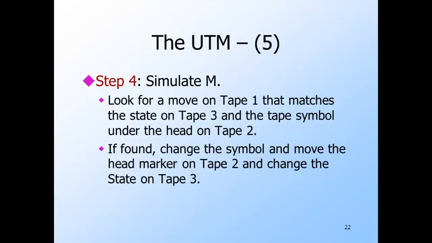We also find a new tape symbol with which to replace the old tape symbol under the head on tape 2. And we also move the tape head one simulated square of M's tape, left or right, whichever the move says. And most important, if M enters an accepting state, then the universal machine stops simulating and accepts its own input, which, remember, is the pair machine M plus input string W.